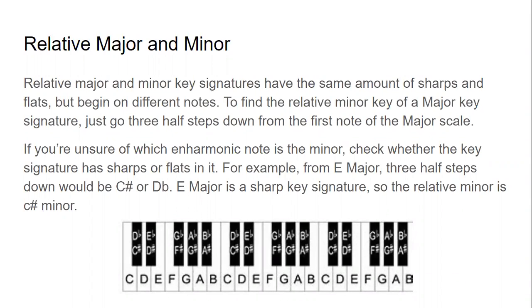on different notes. To find the relative minor key of a major key signature, just go 3 half steps down from the first note of the major scale. If you're unsure of which enharmonic note is the minor, check whether the key signature has sharps or flats in it. For example, from E major, 3 half steps down would be C sharp or D flat. E major is a sharp key signature, so the relative minor is C sharp minor.